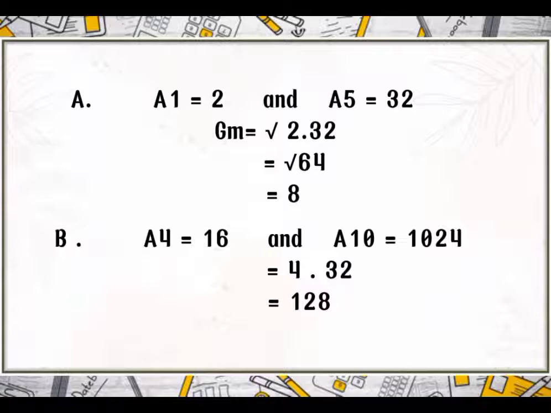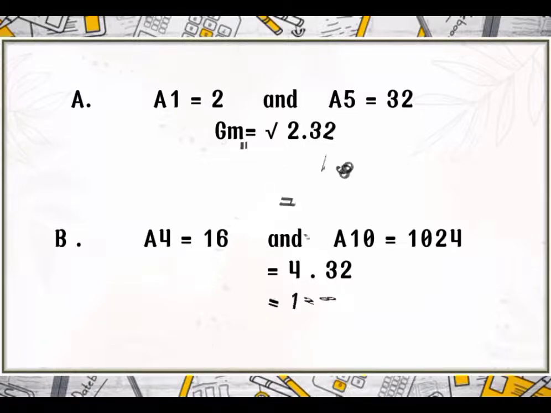So, geometric mean is equals to square root of 16 times 1024. Para ma-solve natin, kunin natin yung square root of 16 times square root of 1024. So, square root of 16 is equals to 4. Then, square root of 1024 is equals to 32. So, 4 times 32 is equals to 128. So, ang nakuha natin ay 128.